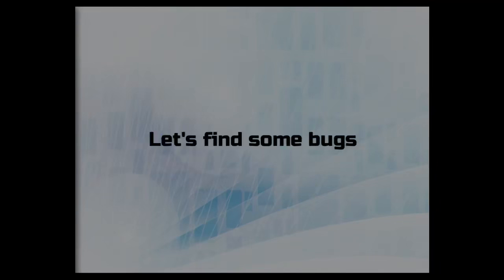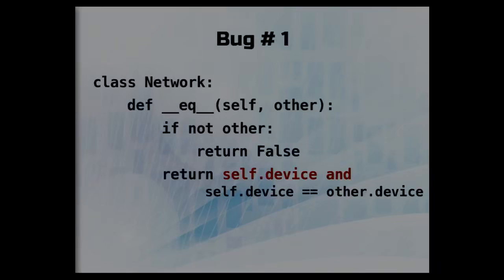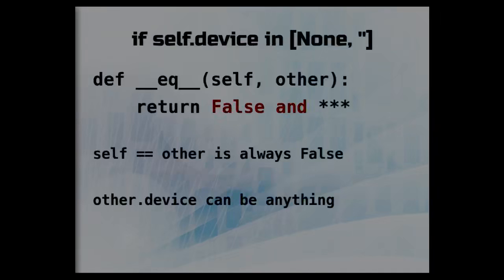Now let's try and find some bugs with mutation testing. One bug that I was able to discover just by using mutation testing in a project, not actively looking for the bug, is this. So we have a class called Network, which represents the networking settings on your Linux computer. And there's an attribute called self.device, which is the name of the network interface. And this method for equality is obviously wrong, as highlighted here, and we'll see why.